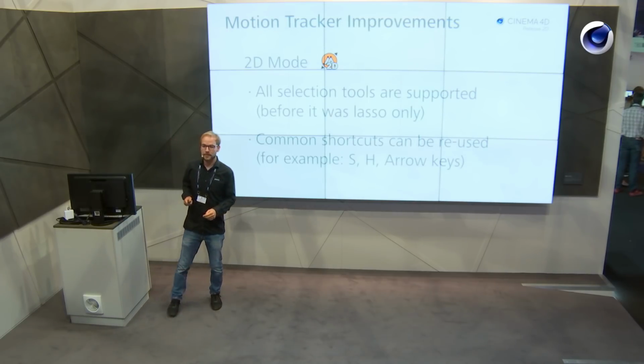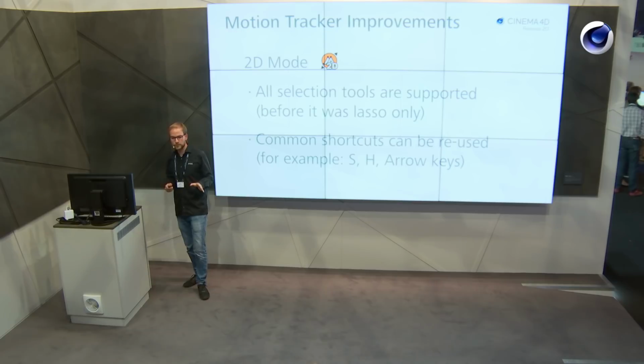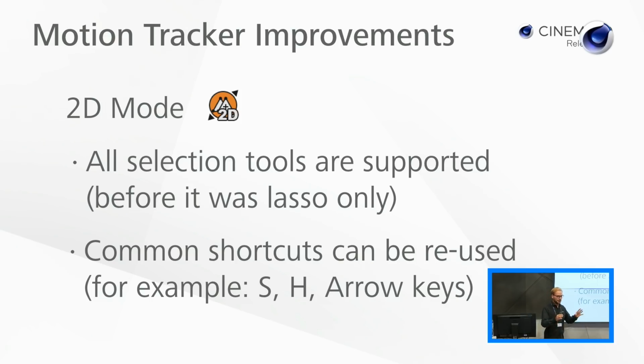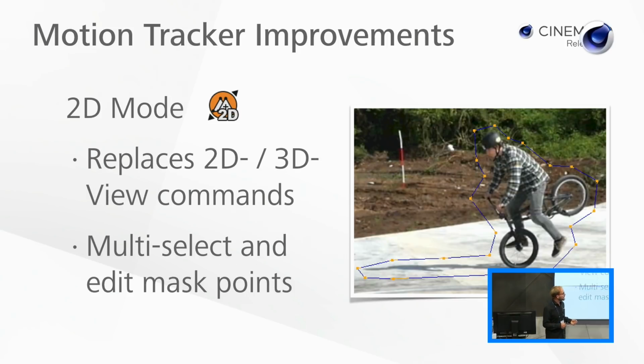Okay, there are some other improvements. 2D mode, which means that we can now navigate in tracking like we would do it in the viewport, which is very nice. All of the selection tools are now supported, and also the common shortcuts work. And the other thing is multi-selection and editing of mask points, so masking out objects that you don't want to track, like a person walking through the footage, is now much easier than before.